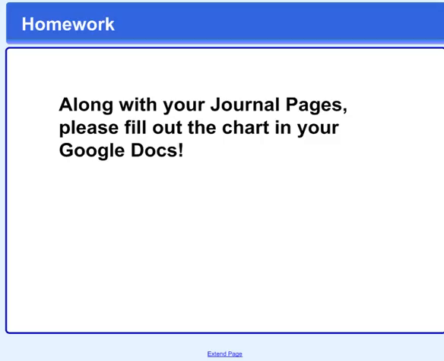Along with your journal pages tonight, I want you to make sure you fill out the chart in your Google Docs. I have a chart where you're converting between fractions, decimals, and percents. It's been shared with you. Be sure you make a copy because you will not be able to edit the master copy.